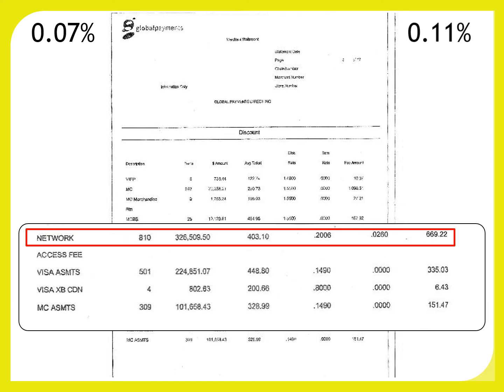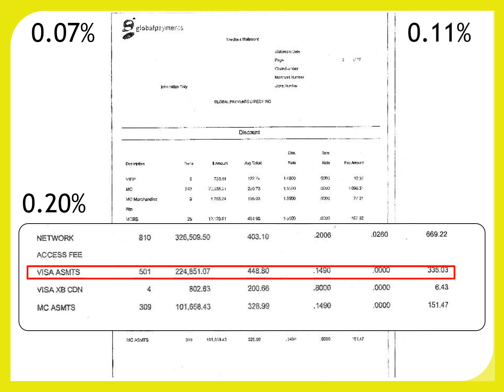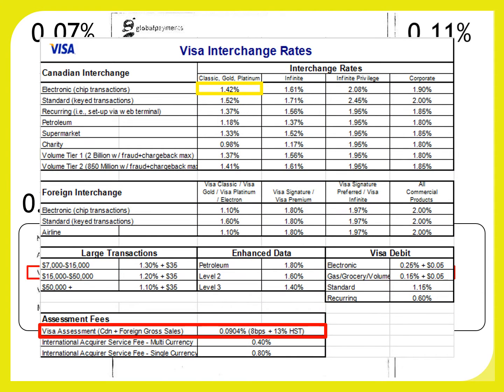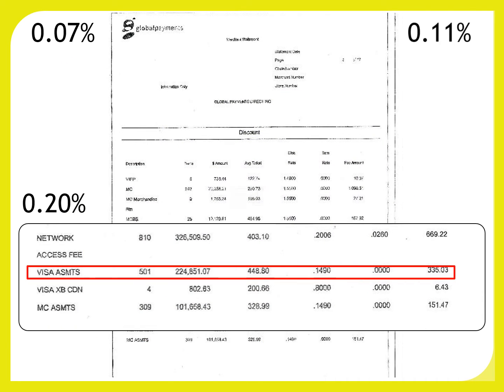The network fee is what is charged on every transaction and is 100% markup. The Visa assessment fee is required to be paid by all merchants. As you can see on the interchange table, Visa's cost for this is 0.08%. In our example, the merchant is charged 0.15%, so there's a markup of 0.07%. You'll find the markup for MasterCard assessment fees is the same.